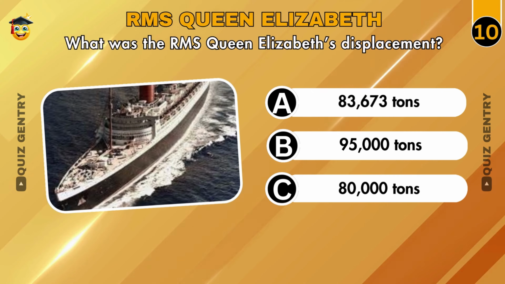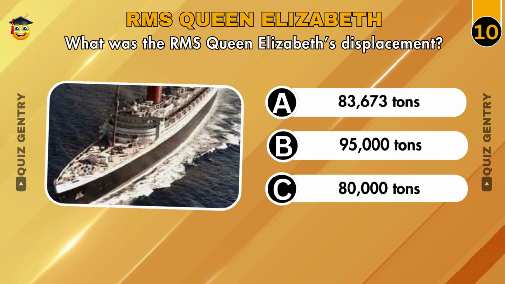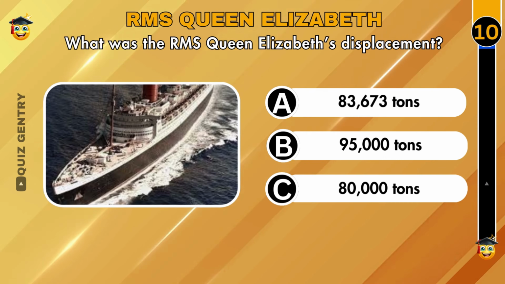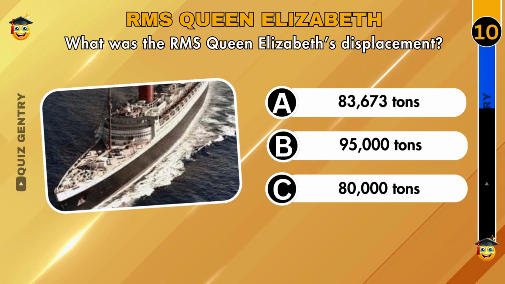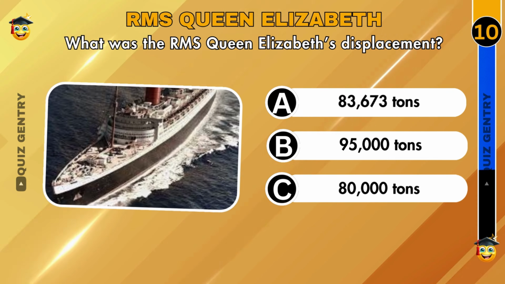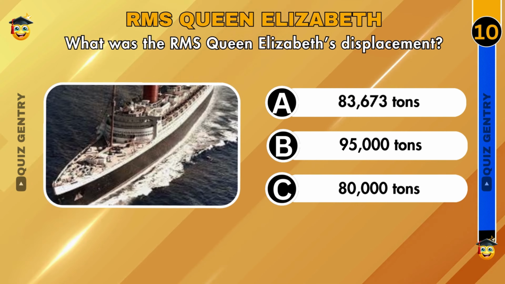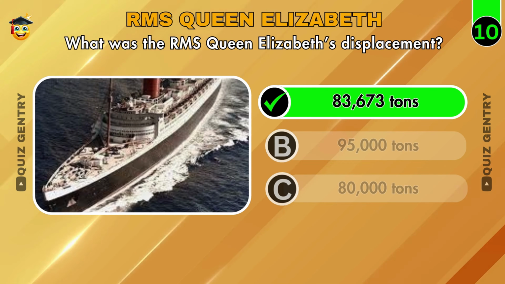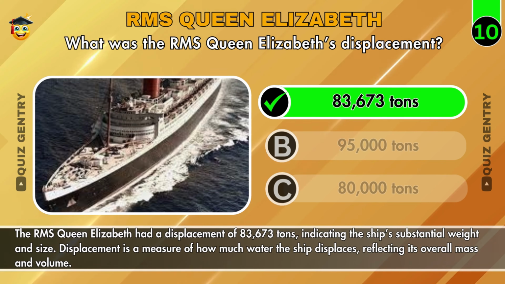Question 10. What was the RMS Queen Elizabeth's displacement? 83,673 tons, 95,000 tons, or 80,000 tons? 83,673 tons. The RMS Queen Elizabeth had a displacement of 83,673 tons, indicating the ship's substantial weight and size. Displacement is a measure of how much water the ship displaces, reflecting its overall mass and volume.